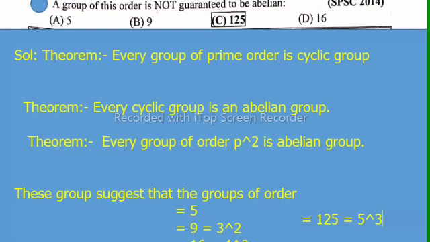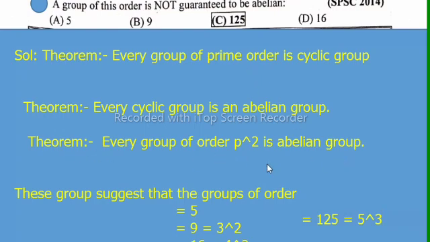These theorems suggest that a group of order 5, which is a prime number, so prime order, is an abelian group. Option A is not correct. Next, option B: 9 is the square of 3, so 3 square is equal to 9, that is an abelian group, satisfying theorem number 3. Next, option D: 16 is the square of 4, so 4 square is equal to 16, so 16 satisfies theorem number 3, that is p square.